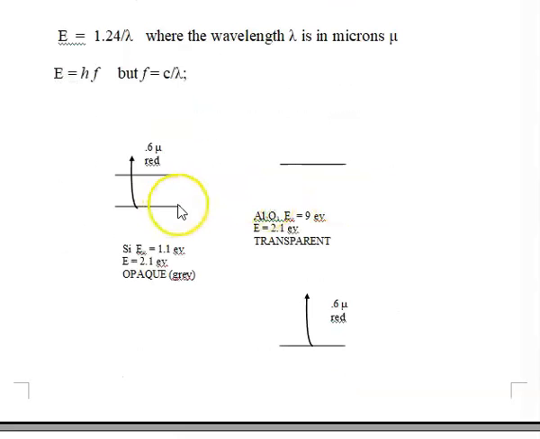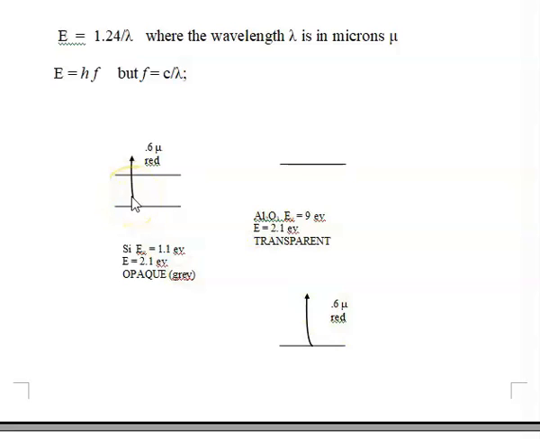Now let's look at transparency by superimposing on the energy of the photon the energy band diagram, specifically showing the energy gap. The energy gap of silicon is about 1.1 eV, and on the right side I have aluminum oxide, crystal aluminum oxide, also known as sapphire, which has a band gap of about 9 electron volts. And I have red light impinging on both materials.